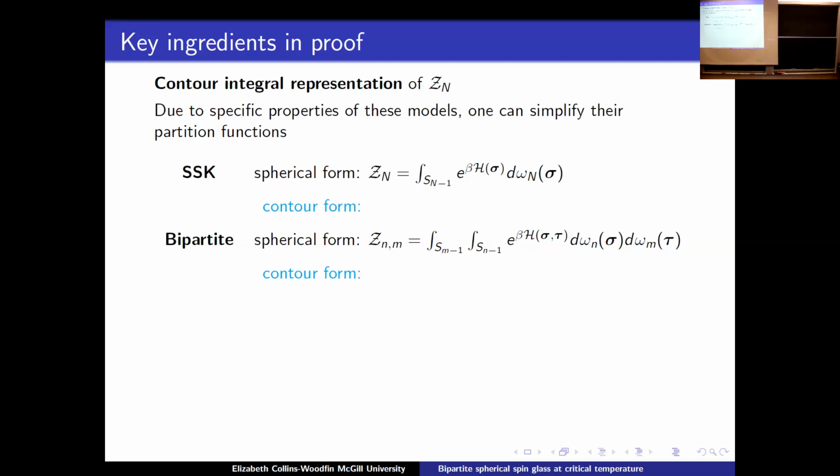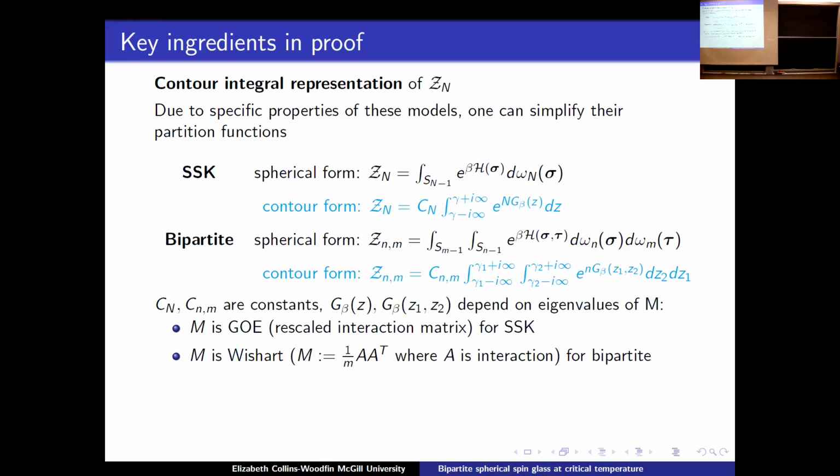And using some Laplace transform tricks, these can be rewritten in terms of contour integrals in the complex plane. So this is something that's much, much easier to analyze if you compare a spherical integral on a high dimensional surface versus just a contour integral in the complex plane. Also, these integrands depend only on the eigenvalues of the random matrix. So in the case of the SSK model, as I mentioned before, it's a GOE, a Gaussian orthogonal ensemble, is the type of matrix. For the bipartite case, it's a Wishart matrix.